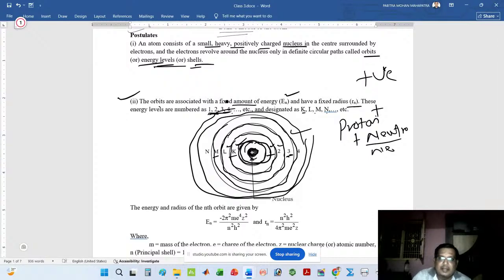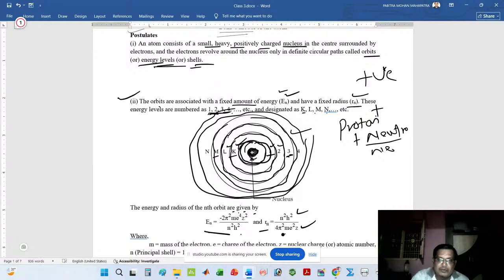Here a point is given. Every orbit has a fixed amount of energy that is denoted by En, and a radius that is Rn. Scientist Niels Bohr gave a mathematical formula for the calculation of the energy of each orbit, and the formula is given here. En is equal to minus 2 pi square m e to the power 4 Z square by n square h square. And he also gave another formula for the calculation of the fixed radius, denoted as Rn. Rn is equal to n square h square divided by 4 pi square m e square Z.